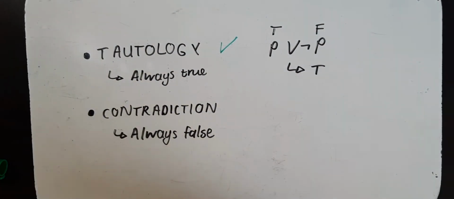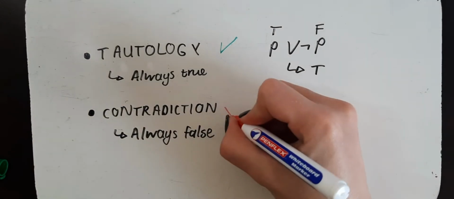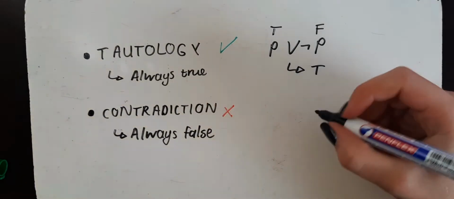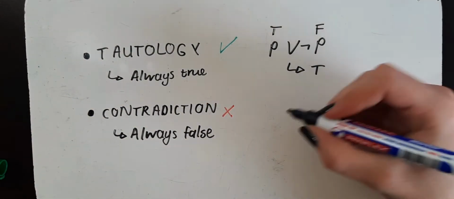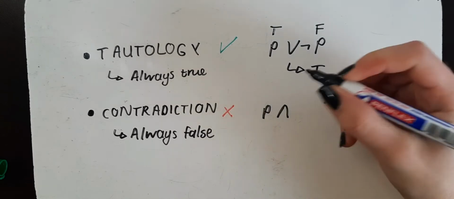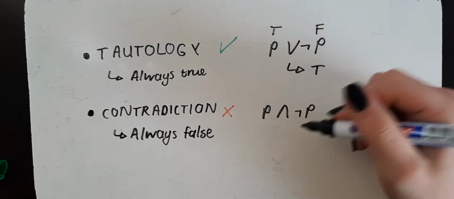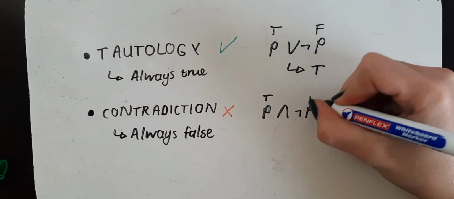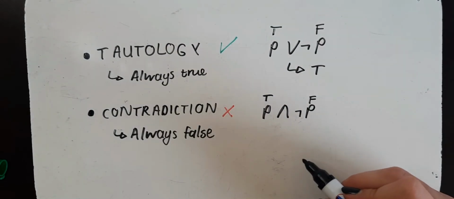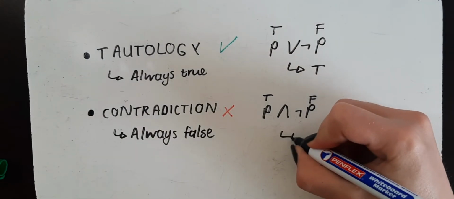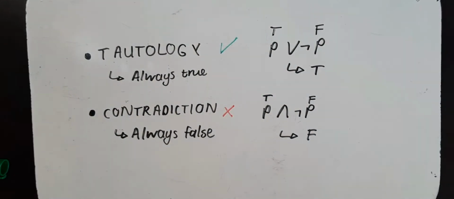A contradiction is something that is always false. An example of a contradiction is P and not P. So again, we have one true and one false. And because at least one of them is false, this means the whole thing will be false.